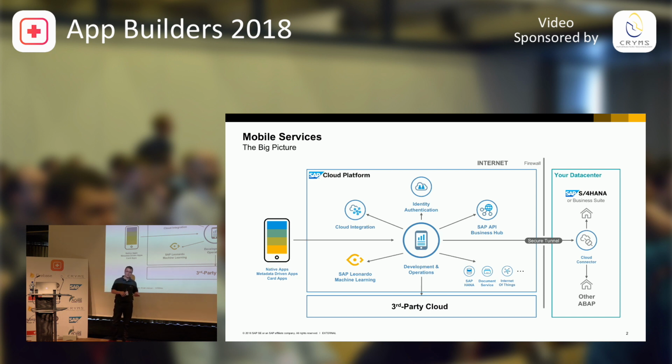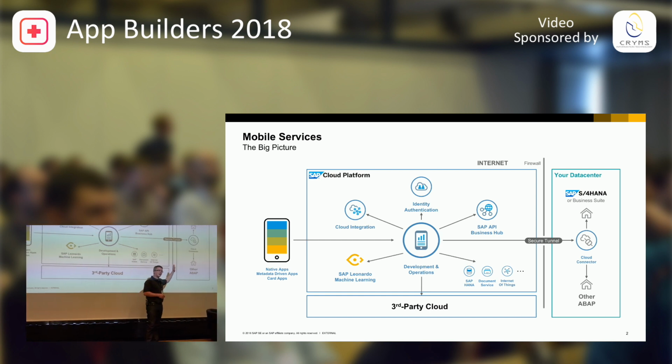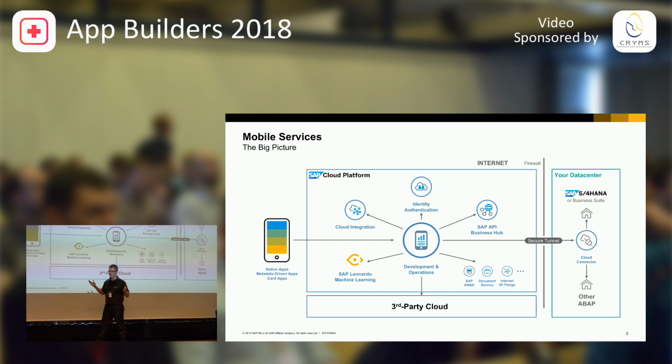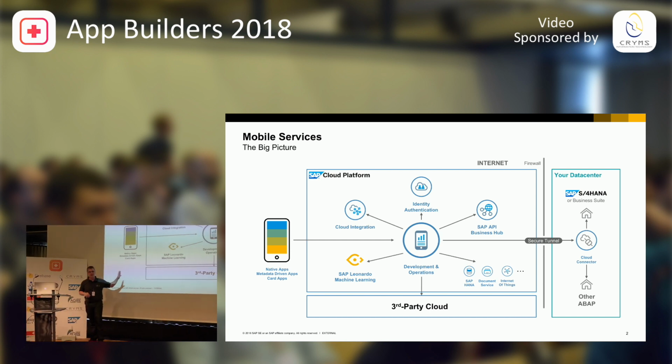But then ultimately, you want to connect to third-party cloud systems, or you want to connect to backend systems that run on-premise in a data center somewhere, and SAP has the SAP Cloud Connector that establishes a secure tunnel, so that you can go from the mobile app via Cloud Platform to your on-premise backend, all end-to-end in a secure way. All right, so this is the end-to-end picture, and I'll also show the cloud part of it in a second.